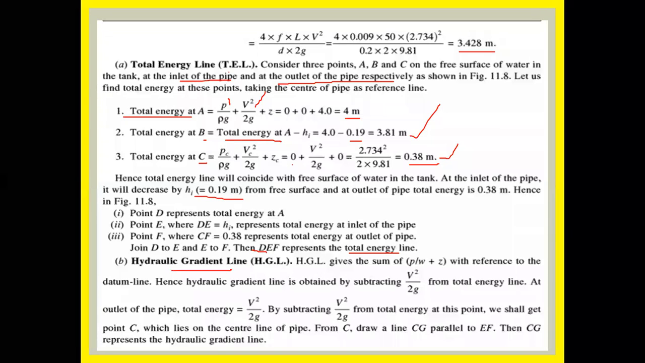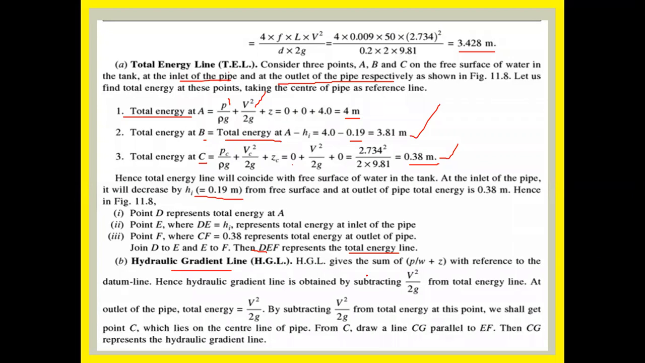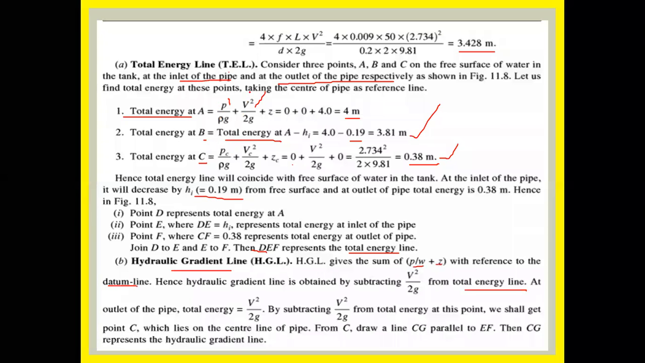Next, the hydraulic gradient line. The hydraulic gradient line gives the sum of only two things: pressure energy plus datum energy, with reference to the datum line. Hence the hydraulic gradient line is obtained by subtracting V square by 2g from the total energy line. What is the total energy formula? Pressure energy plus datum energy plus kinetic energy. So if we remove this one, we are left with these two, and this is nothing but the hydraulic gradient line formula.